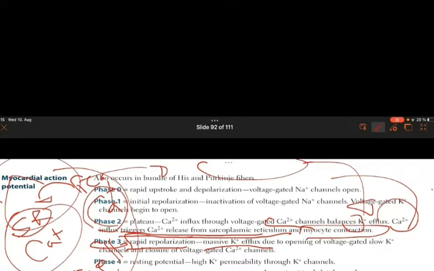Massive potassium efflux due to the opening of the voltage-gated slow potassium channel and the closure of the voltage-gated calcium channels. This potassium will still go out of the cell, but also the calcium channels will close. We don't need more calcium. The muscle is contracted and finished. No need for more calcium, so the calcium channels will close.